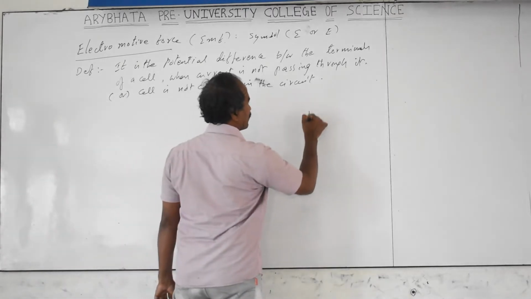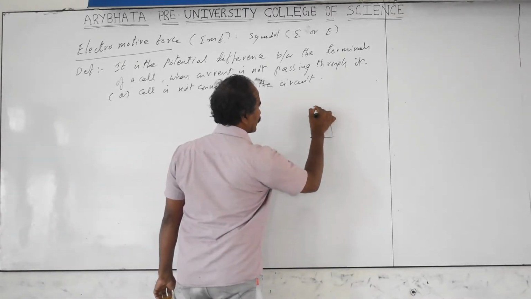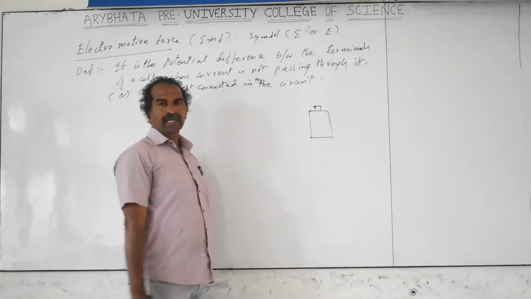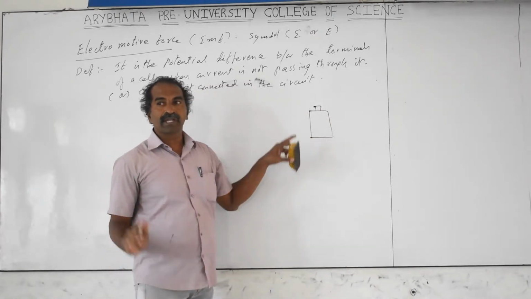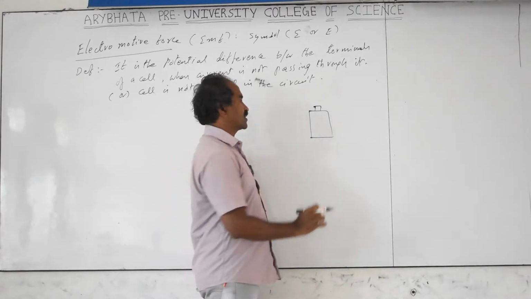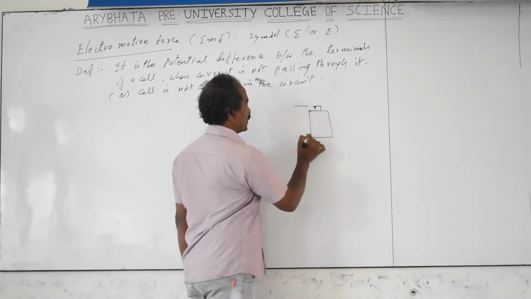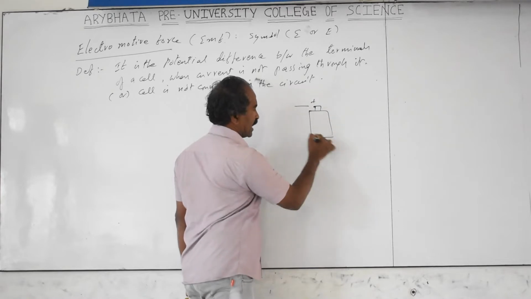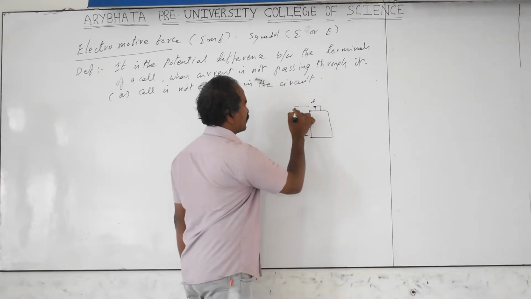Suppose we are taking a battery cell, as if you take it from the shop. Now, whatever the voltage you measure across this cell, that is nothing but called the electromotive force. This voltage between these two terminals, the plus terminal and the other generally taken as negative, the potential difference between these two is nothing but equal to EMF.